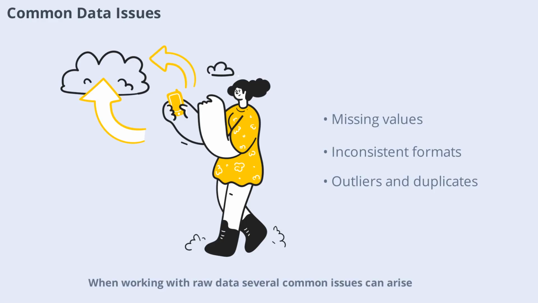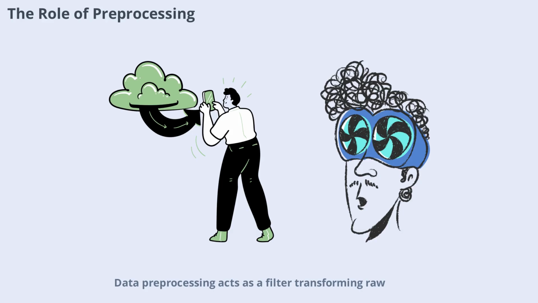Working with raw data, several common issues can arise. These include missing values where some data points are absent, inconsistent formats such as dates written in different styles, and outliers which are values that deviate significantly from the rest. Additionally, duplicate entries and irrelevant information can clutter your dataset, making analysis more challenging. Addressing these problems is essential to ensure the quality and reliability of your results. By identifying and resolving these issues early in the preprocessing stage, you lay the groundwork for accurate and meaningful insights later on.